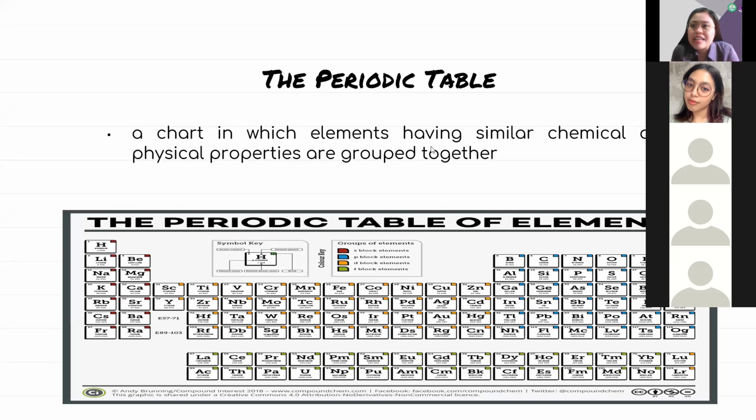The last name here was Henry Moseley. Do not forget that, because it may appear in your exam. Henry Moseley arranged the periodic table according to increasing atomic number. John Newlands gave the law of octaves, and the law of triads was by Johann Dobereiner.